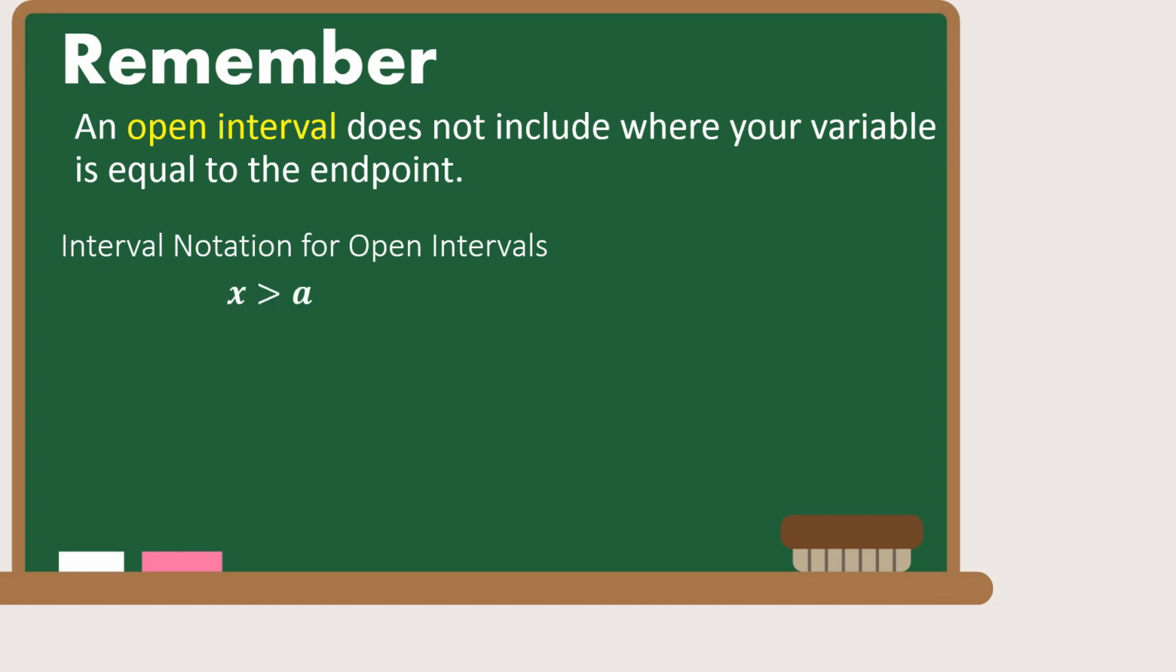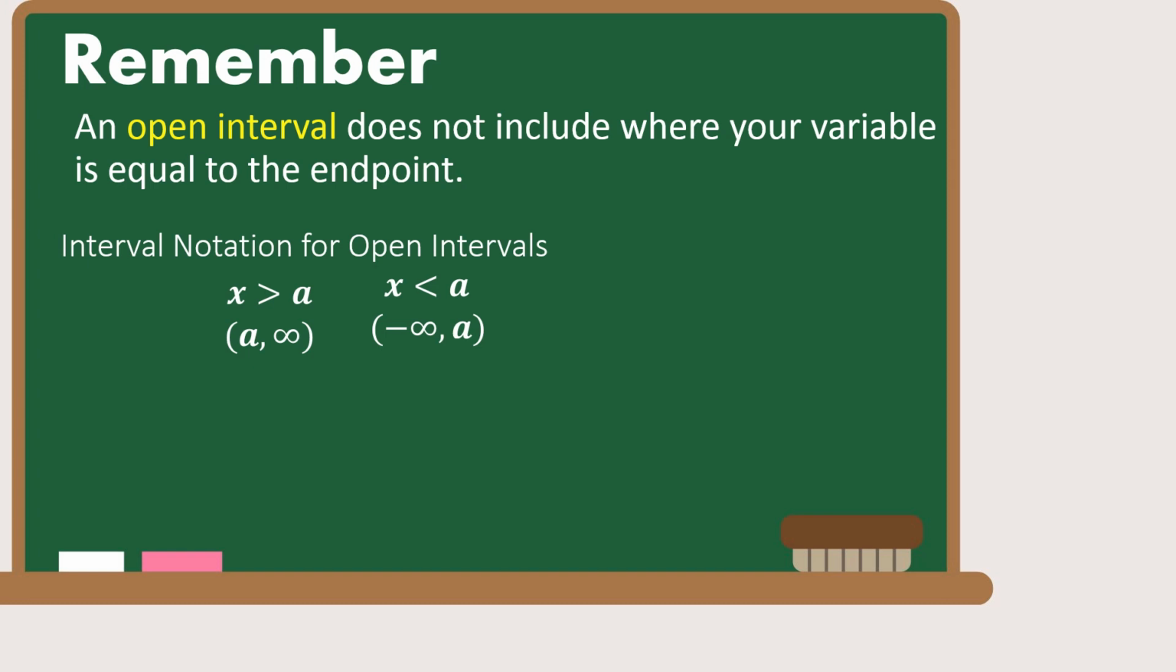For x is greater than a, we will use an open parenthesis, the value of a, comma, and positive infinity, then followed by a closed parenthesis. For x is less than a, we have open parenthesis, negative infinity, comma, the value of a, and a closed parenthesis.